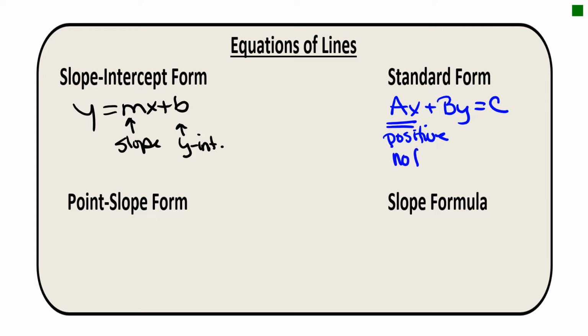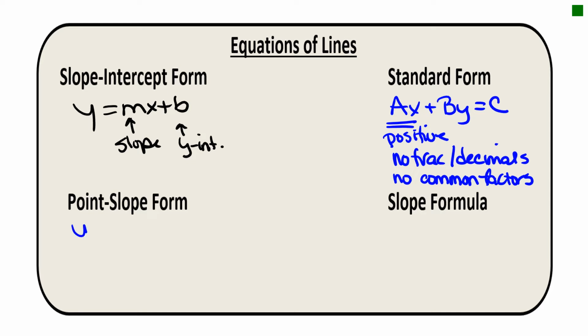There can be no fractions or decimals, and no common factors other than one. One's a factor of everything, so we just ignore that. So you can't have something like 5x plus 10y equals 20 because they could all be divided by 5. We'll talk more about that.